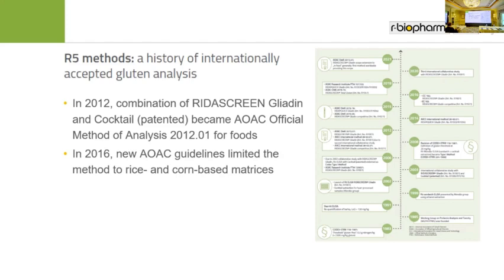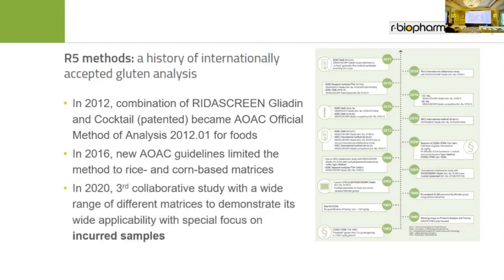We got questions like, are we not allowed to use it any longer? Is the kit not able to detect correctly gluten in other foods? The test is able to detect gluten also in other foods. It is correct in its determination of gluten. And to show this, we started a third collaborative study in 2020 with a wide range of different matrices to demonstrate its wide applicability.